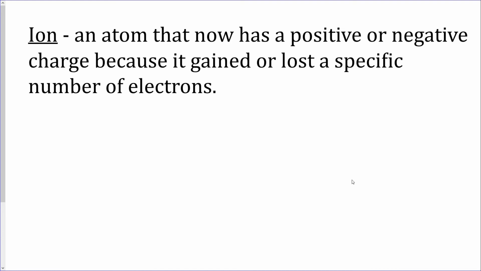So what is an ion is a good place to start. An ion is just an atom that now has a positive or negative charge. So remember, an atom originally is neutral. So let's write that here. Originally neutral. So an ion is that neutral atom that now all of a sudden has a positive or negative charge because it gained or lost a specific number of electrons. We'll talk about why in a moment, but for right now, just know that it's gained or lost.